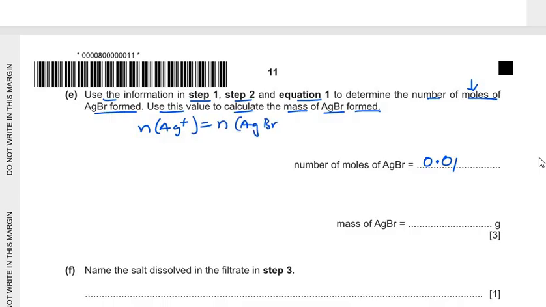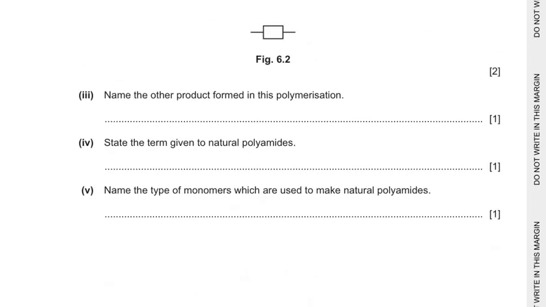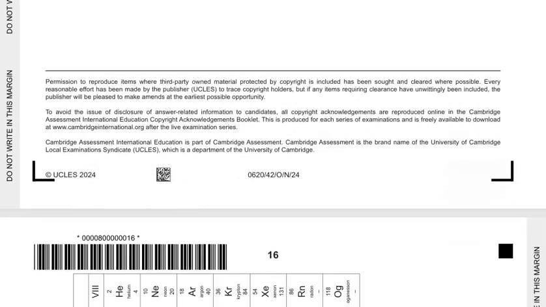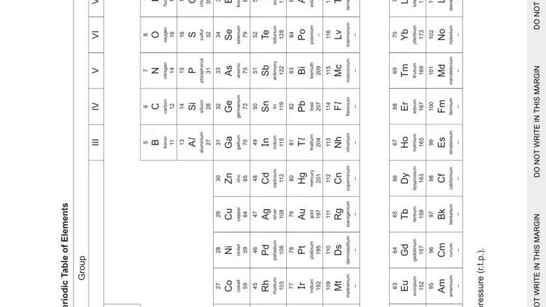AgBr is equal to 0.01. Yeah, that's how you can describe. Now calculate the mass of silver bromide. For that we need to calculate the MR of silver bromide, that is AgBr, and let's see what is the mass of silver and bromine from the periodic table which is given to us at the end of the question paper. Yes, here is the periodic table.